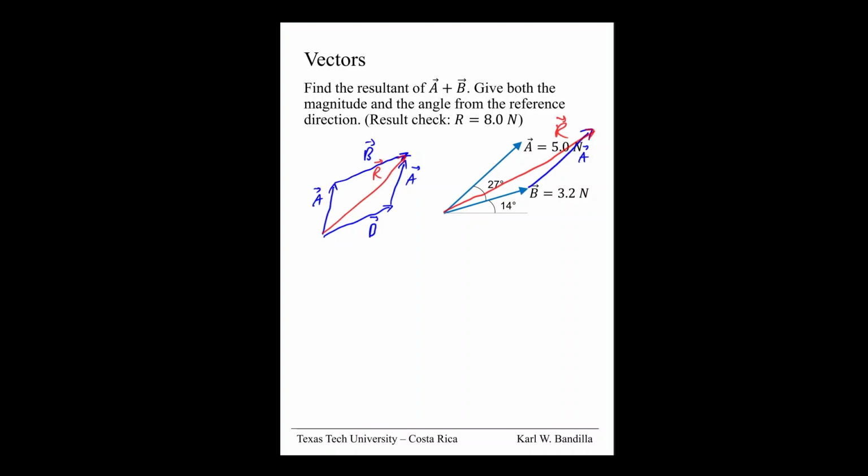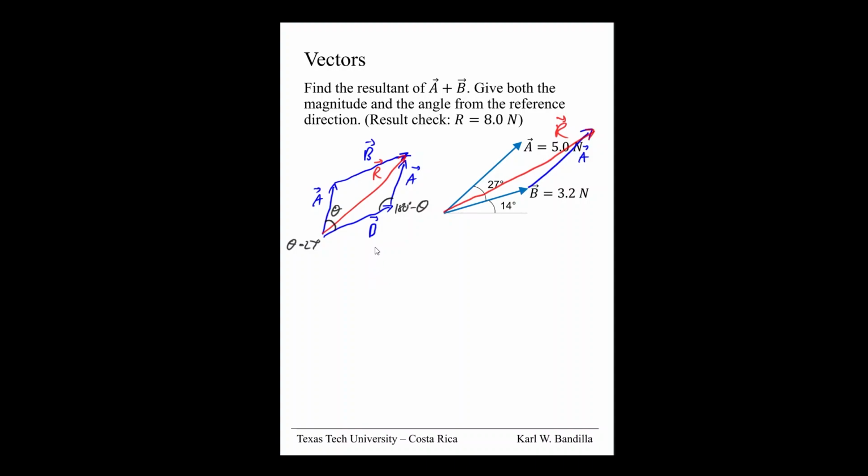Now, what else do we know? We know that we have an angle here. This is our angle theta. So let's say we know that theta is equal to 27 degrees. That's given to us. We also know that this angle here has to be 180 degrees minus theta, right? That's just based on the geometry of our parallelogram.